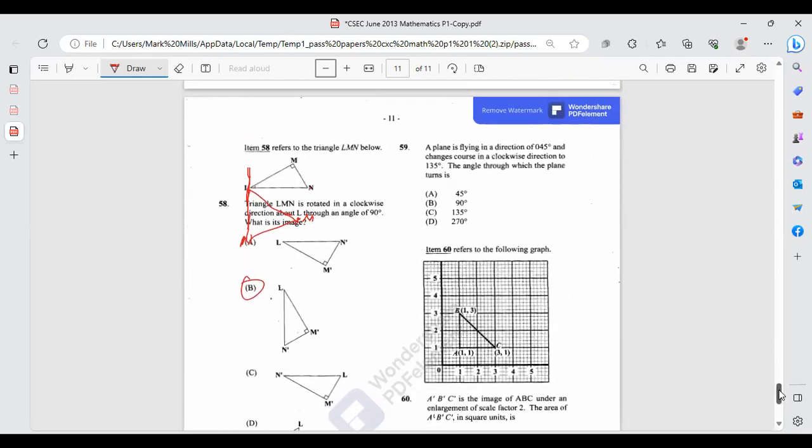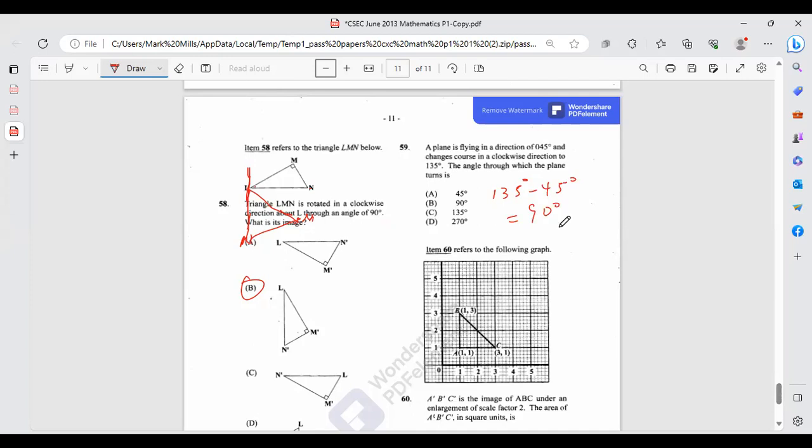All right, now a plane flying in a direction of 45 degrees, course in a clockwise direction. What will I do here? Subtract 45 from 135. Sir, subtract. 135 minus 45, yes, which gives me 90 degrees. You can also sketch it, but you don't have time for that, so you can just work it out this way.